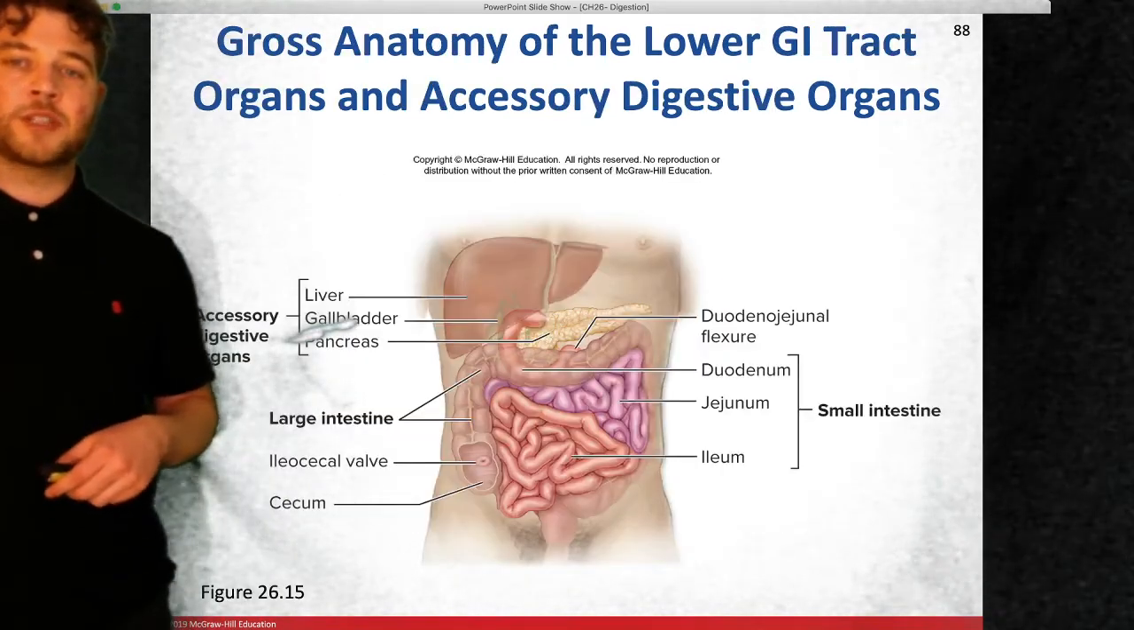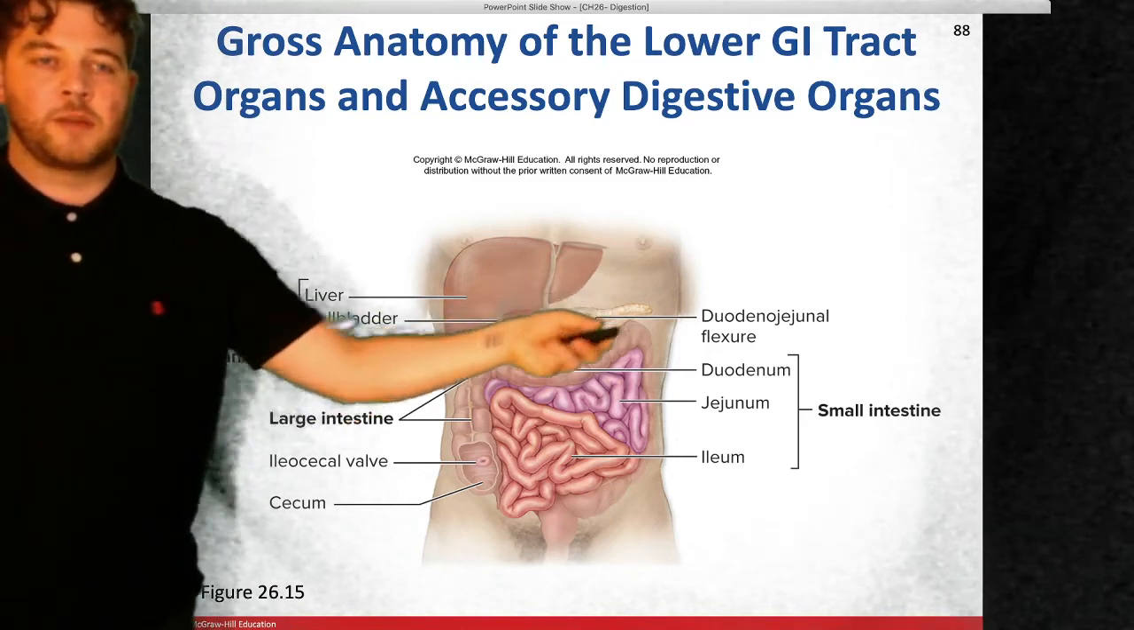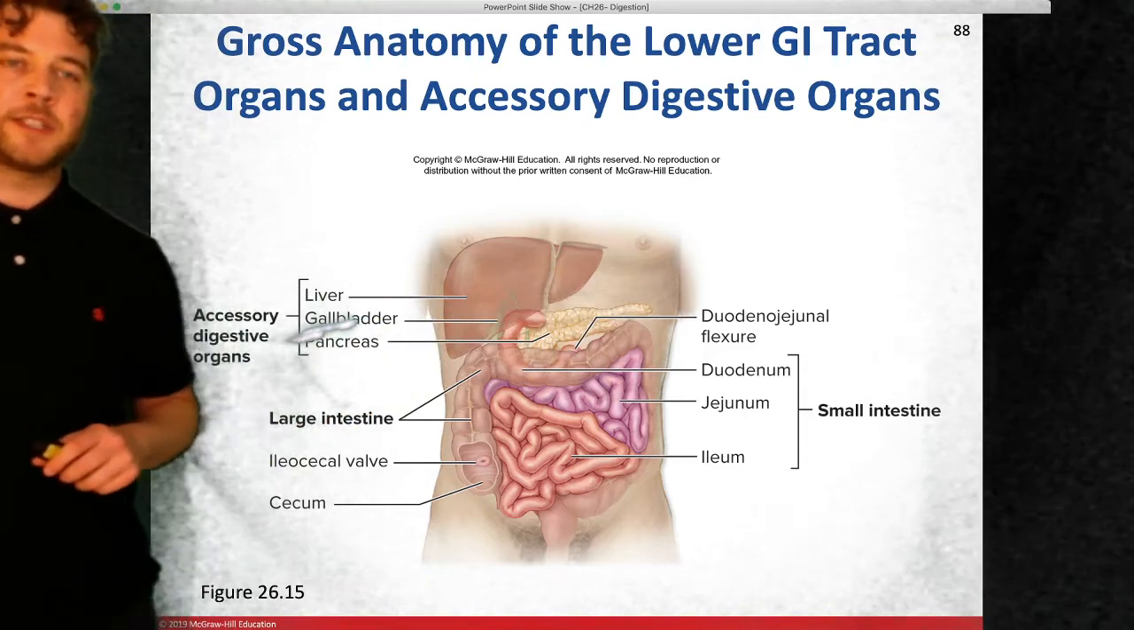Here they are, just arranged. You've got your stomach that's going to be sitting right here. They took it out because we're talking about lower GI tract organs and the accessory ones.